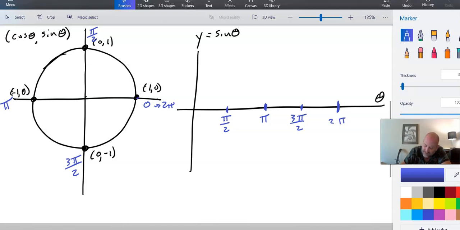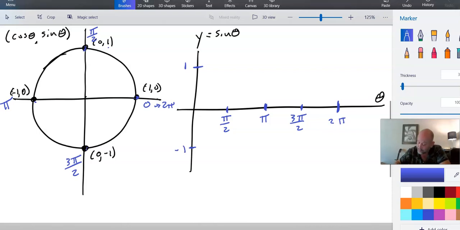So here we're at 0. Coming up to here, sine is now 1. That's because it's our y coordinate. And then sine goes back to 0, and then it goes to -1 down at 3 pi over 2, and then it comes back up to 0. So the most extreme values that it takes are 1 and -1. Okay, so we'll mark 1, and we'll mark -1 here.